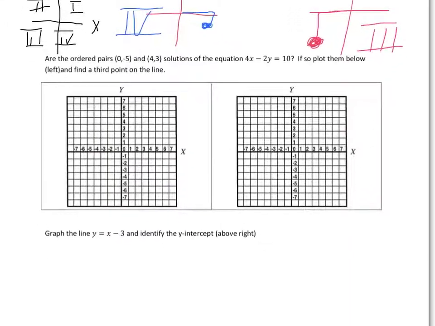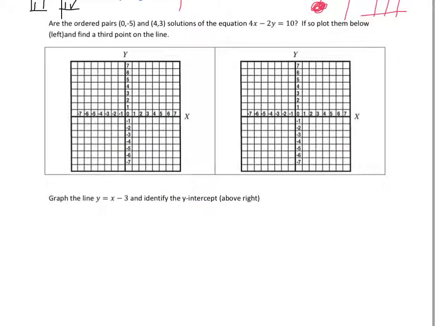So moving on to this next one, we want to determine whether these ordered pairs right here are solutions of this equation right here. To determine whether these are solutions to this equation, we want to plug them in and see. We're going to do this down here, where we have a little bit of space, and we'll do this last one on the other side. So are these solutions of this?